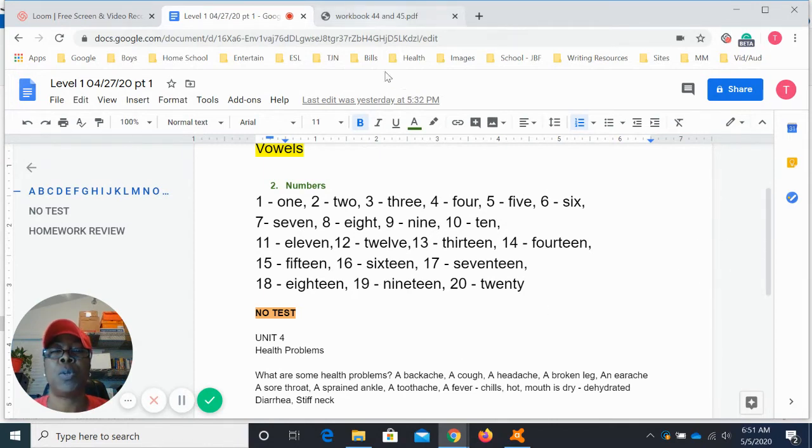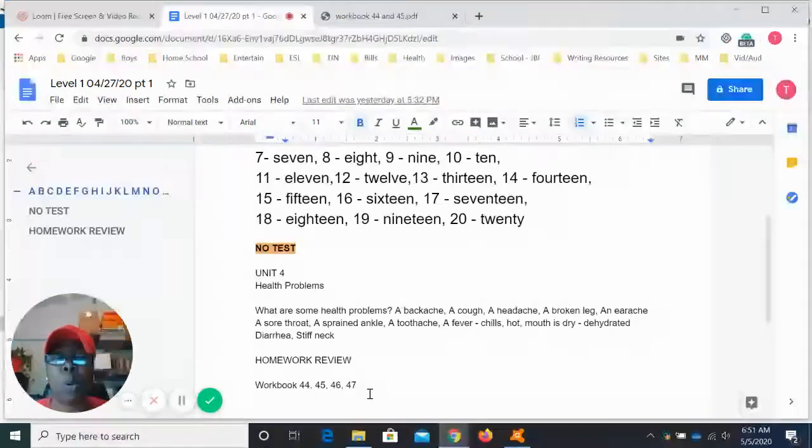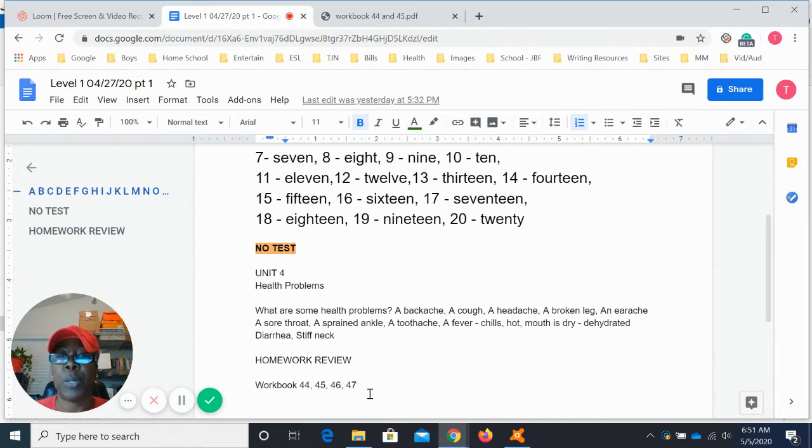So let's go to our homework. That is what we are going to do for this lesson, is we are going to review the homework on pages 44, 45, 46, and 47. I don't know if we'll be able to get through all 4 pages in this lesson, but that's okay. If we do, great. If we don't, we will continue in the next lesson.